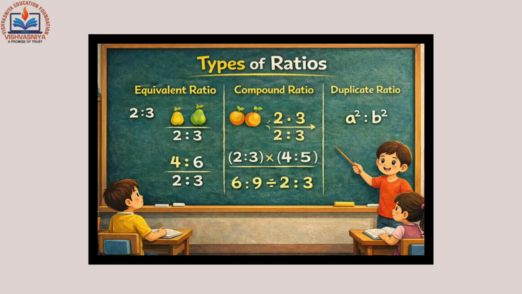There are different types of ratios in mathematics. Equivalent ratios are ratios that represent the same value. For example, 2:3 is equal to 4:6. Compound ratio is obtained by multiplying two or more ratios. Duplicate ratio means the ratio of squares of numbers, such as a square : b square.